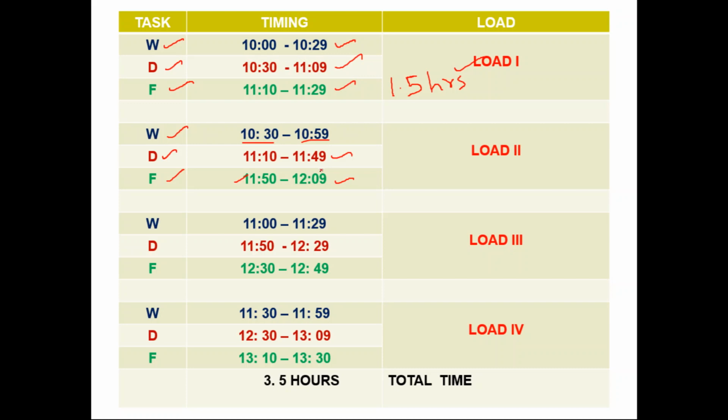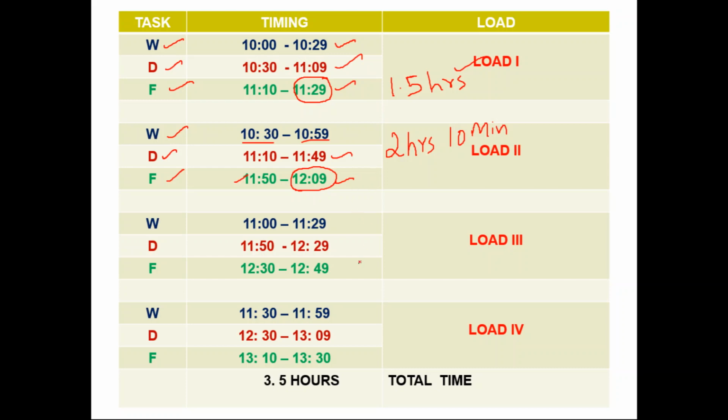Okay, now if you see the difference between the time of completion of the first load and the second load. The first load completed at 11:29, the second load completed at 12:09. So the difference is only 40 minutes. You getting? The difference is only 40 minutes. So the first was completed in 1.5 hours, and the second load was completed at 2 hours 10 minutes. Are you getting? So the difference between the first and the second output is only 40 minutes.